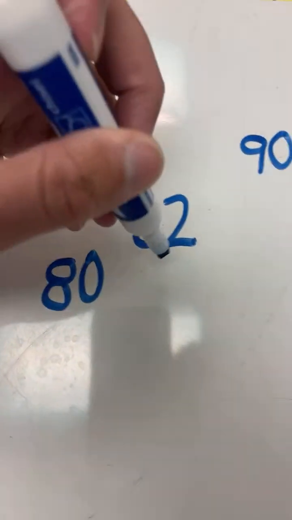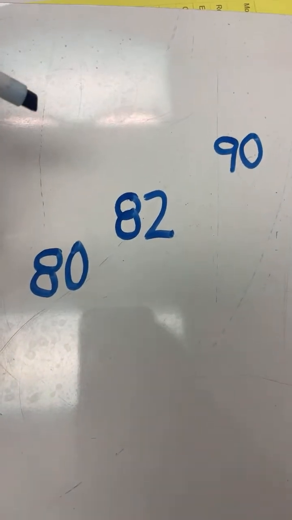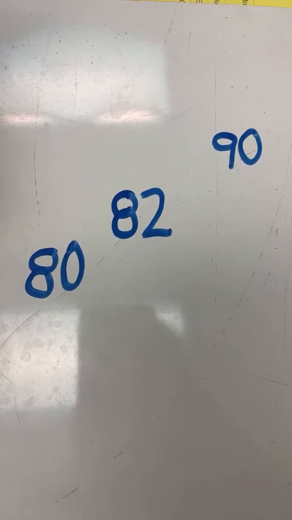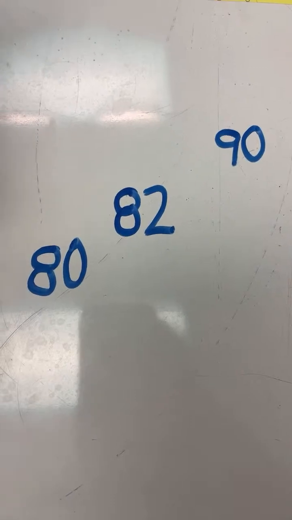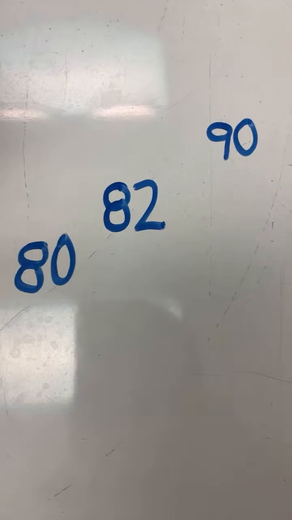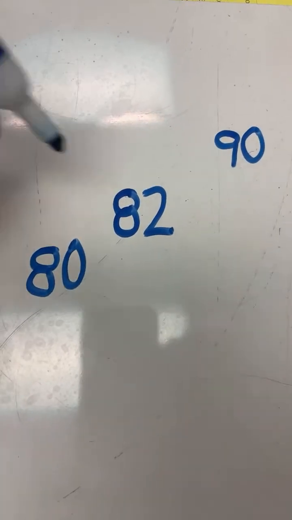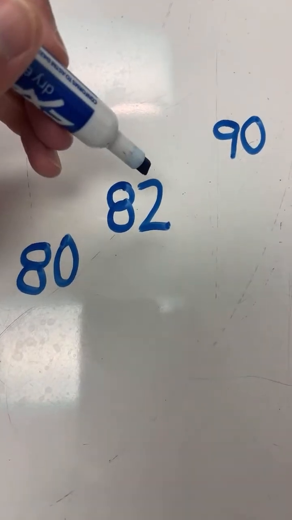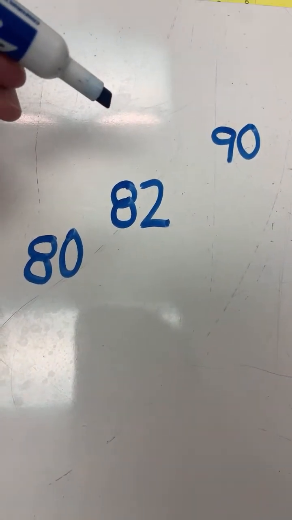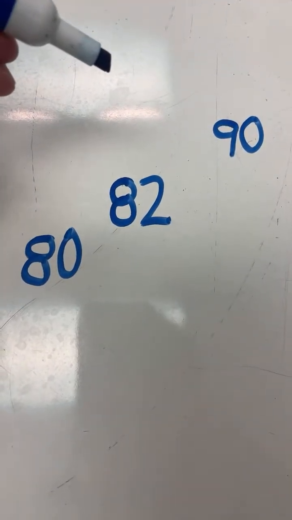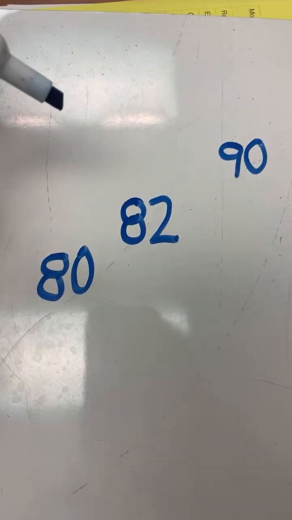So our first number here is 82, and we have to decide if we're going to round 82 to the nearest 10, do we round up or do we round down? So 82 is in between 80 and 90. The key to estimation, to rounding numbers to the nearest 10, is we have to look at the number in the ones place. If the number is 5 or more, we round up. If the number is 4 or less, we round down.